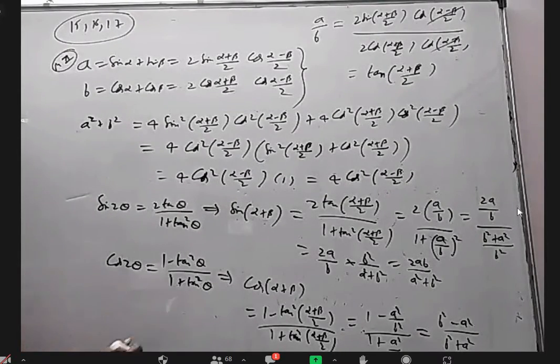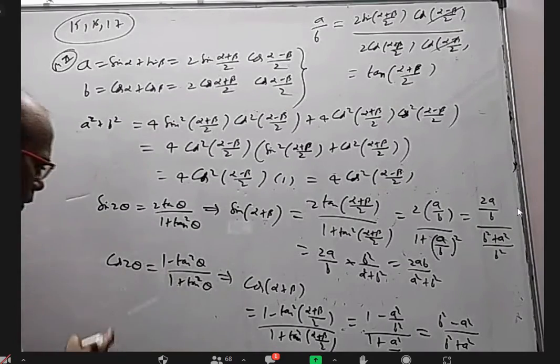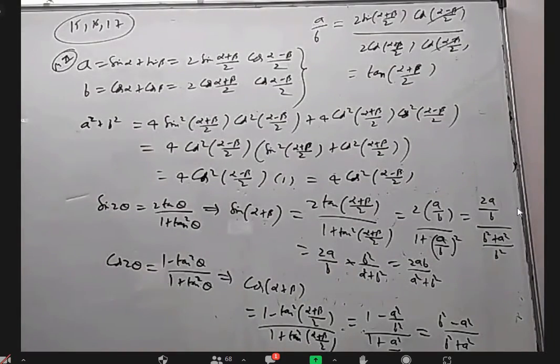So you want me to do that? I'll do it somewhere. Cos alpha plus beta, we got (b square minus a square) by (b square plus a square). Earlier also, did we get that? Earlier we got cos alpha minus beta only, but not cos alpha plus beta. We got it after some dividing and all.